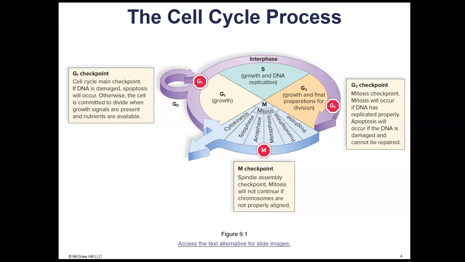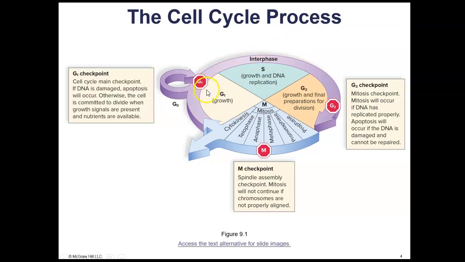So if we start with interphase, the G1 stage is the growth stage. And this is the stage where the organelles are going to be replicated. They're going to be doubled. So organelles like mitochondria, lysosomes, Golgi, endoplasmic reticulum, those organelles are going to copy themselves so that there will be 2 of each one of them.